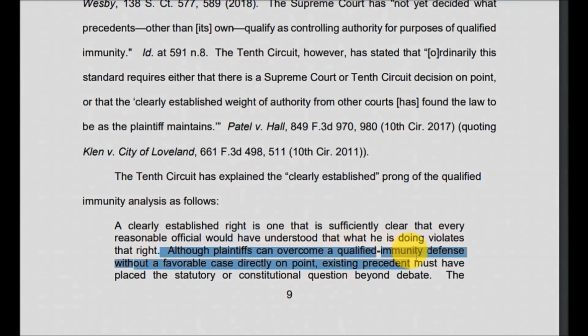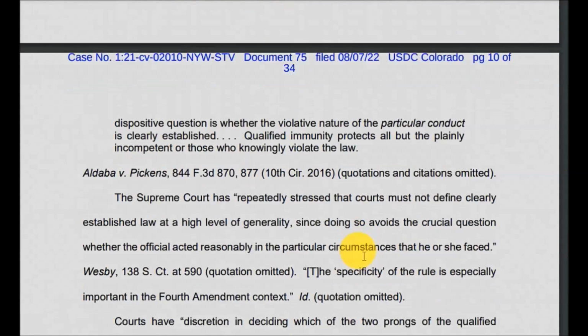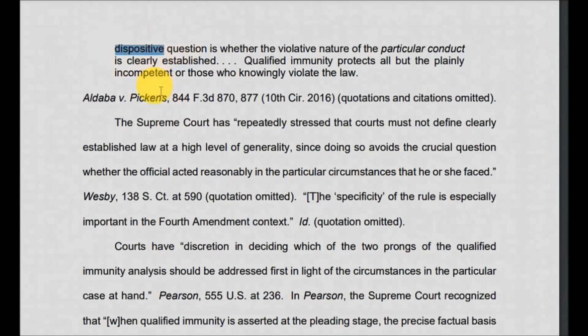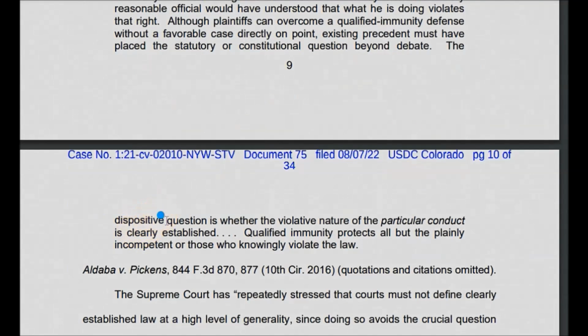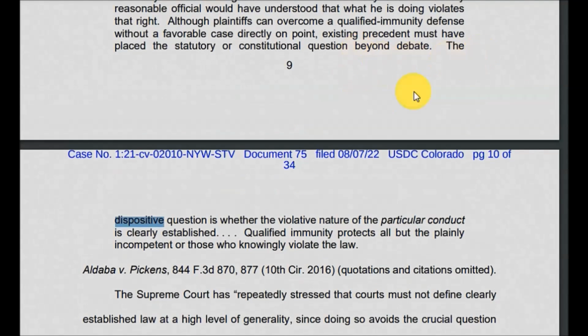Although plaintiffs can overcome a qualified immunity defense without a favorable case directly on point, existing precedent, res judicata, must have placed the statutory or constitutional question beyond debate, meaning it's undisputable material fact. The dispositive question, meaning anytime you see this term dispositive in any case law, it either refers to anything such as summary judgment or motion to dismiss, which would get rid of the case. The dispositive question is whether the violative nature of the particular conduct is clearly established.